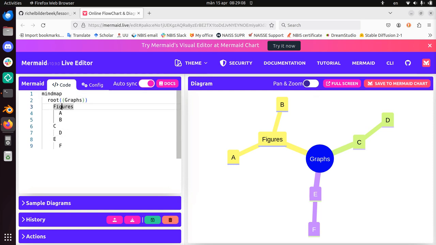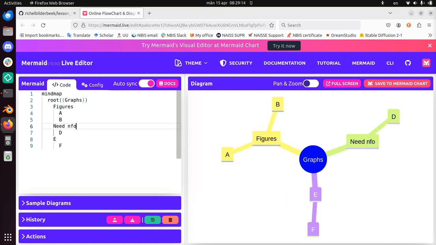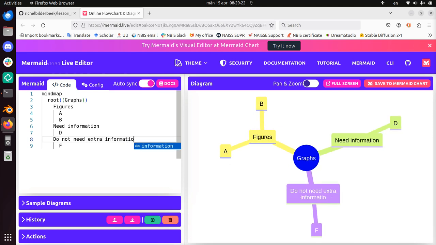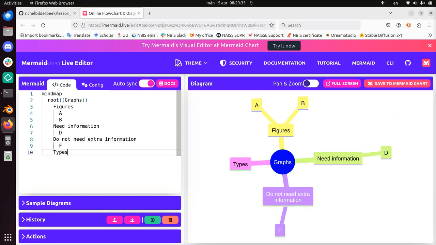So graphs are figures. They need some information, but also some do not need extra information. For example, this is a mind map that doesn't need extra information. There are multiple types. So graphs are figures. Types. That works exactly.